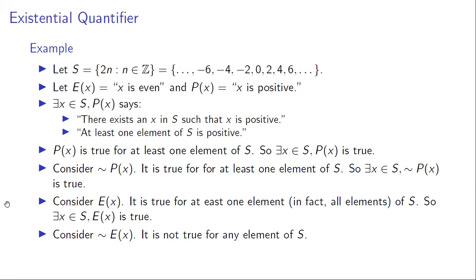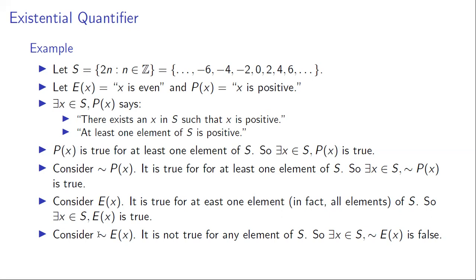No, it is not true for any element of S because all the elements of S are even. So "not E of X" is not true for any of the elements of S. So the statement, there exists an X in S such that not E of X, is false, because this statement claims that there is an element of S that is not even, but we know that that's not true. So this statement is false.